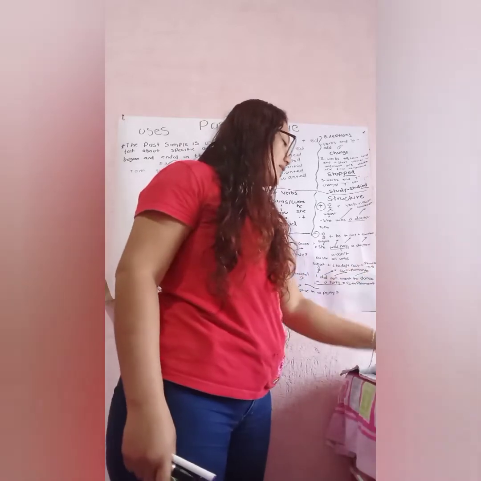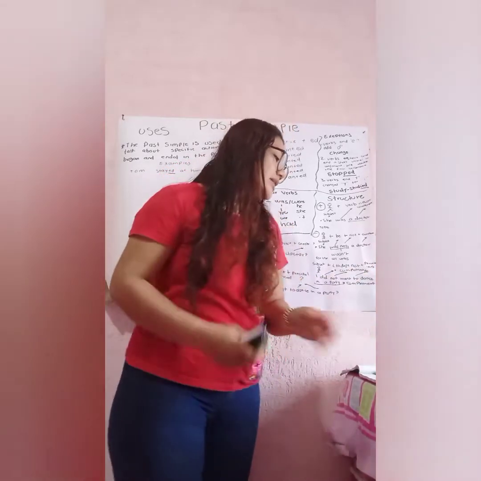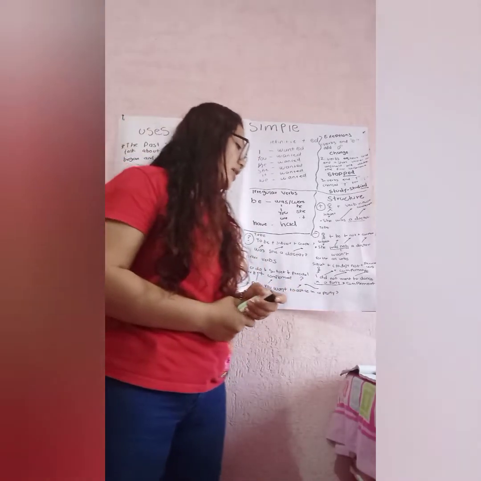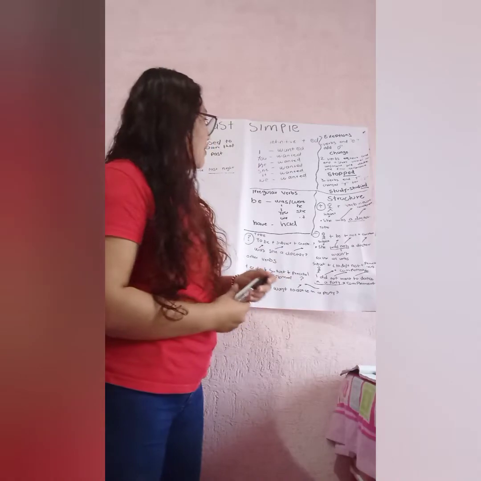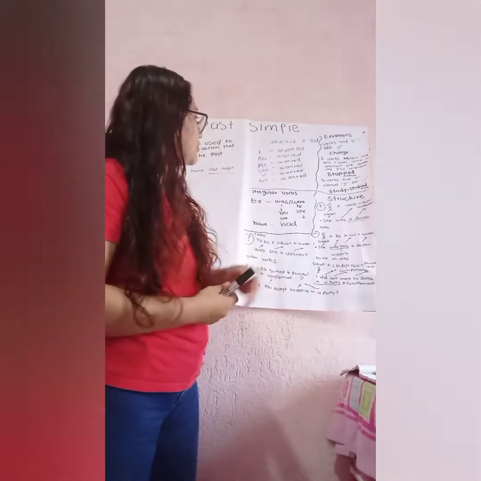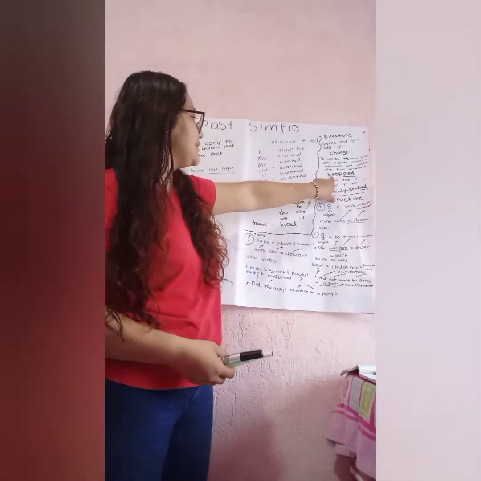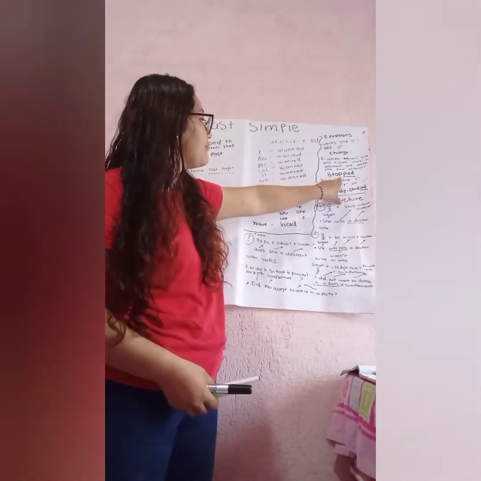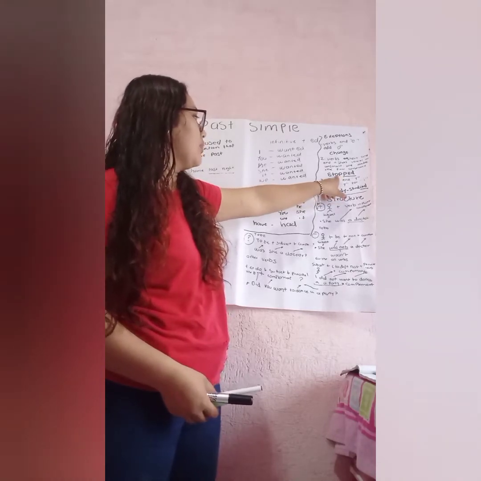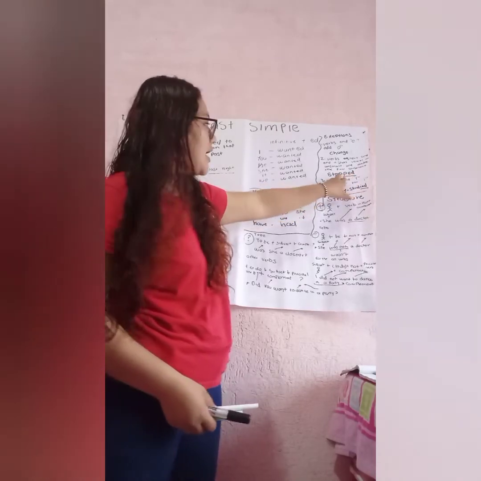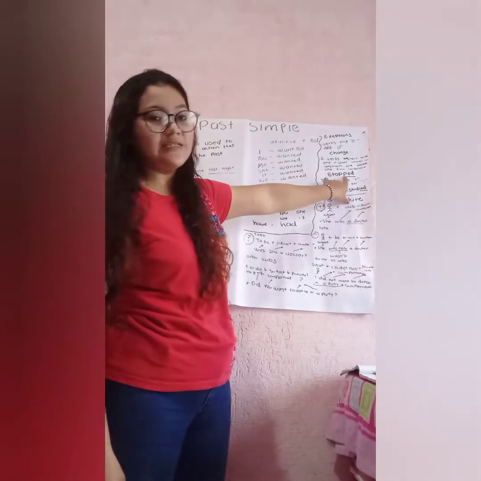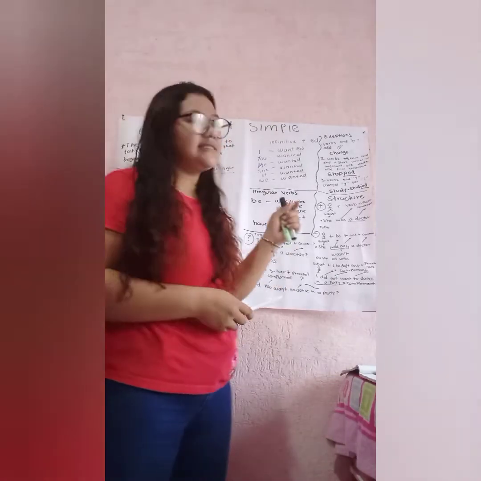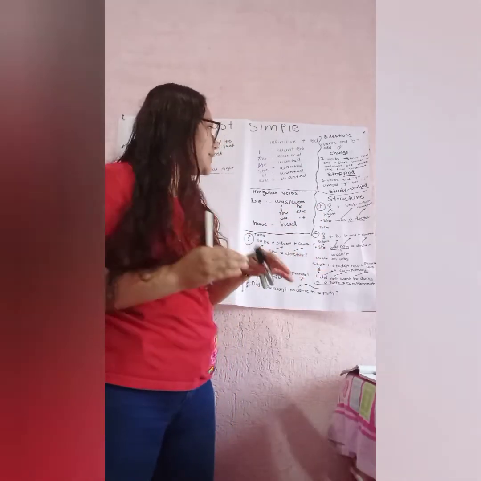The second exception is for verbs that end in a short vowel and consonant, except y and w. We need to double the final consonant. Here, for example, stop is a short verb that ends in the consonant p after a vowel. We need to add another consonant, in this case p, and add ed. Okay, that's right. Stopped, to create the past simple.